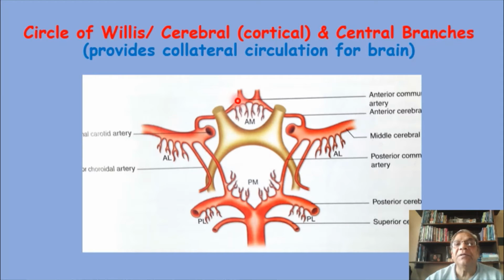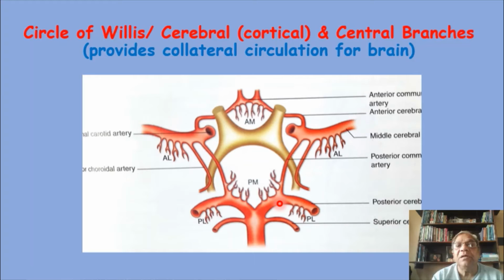So the anterior communicating artery lies anterior to the optic chiasma, and here is the posterior communicating artery. They lie on the sides, okay, and they are connecting the internal carotid with the posterior cerebral artery. So this is how the circle of Willis is formed in the interpeduncular fossa. Now let us see the branches of the circle of Willis.